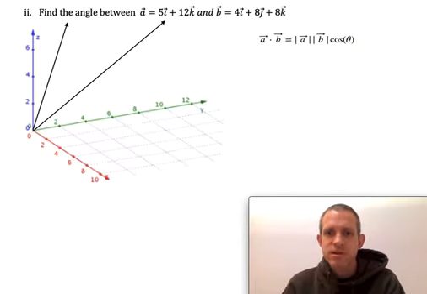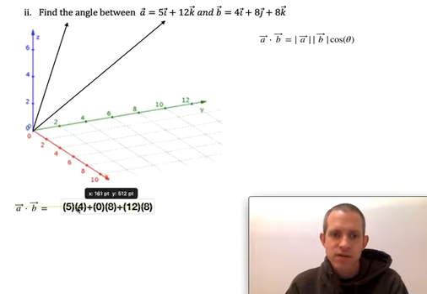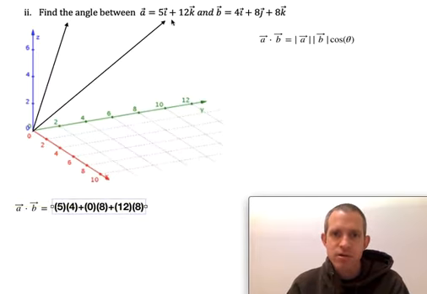The dot product of A and B is equal to the length of A times the length of B times the cosine of the angle between them. And so let's start by finding the dot product. Dot product is 5 times 4, and then 0 for the j component times 8, and 12 times 8. That would be 20 plus 0 plus 96 for a total of 116.